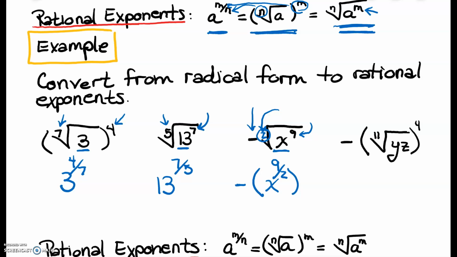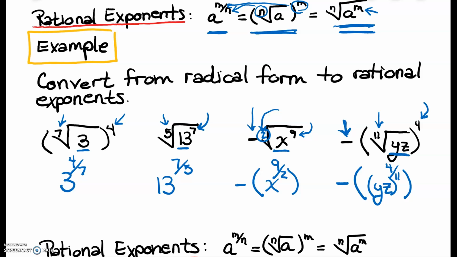All right, so again, my negative is on the outside of the parentheses, so I'm going to put my negative here, and I'm going to write my base. Now I have more than one item in my base, so I have to provide parentheses y, z, and put my entire base in parentheses. The power is on the outside of the radical, so that is my numerator, and the index is 11. All right, so that's how you convert from radical form to rational exponents.